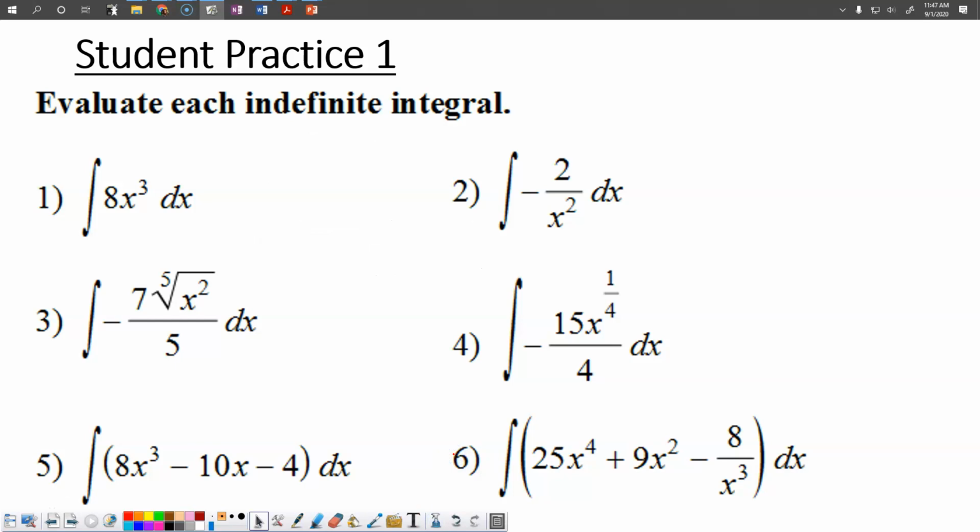All right, let's move on to another type of problem. So we've talked about the basic idea. We've talked about how to deal with constants and then a bunch of them being added together. Let's go on to some of the weirder ones like the fractions and the radicals and things like that. So let's start with number 2.